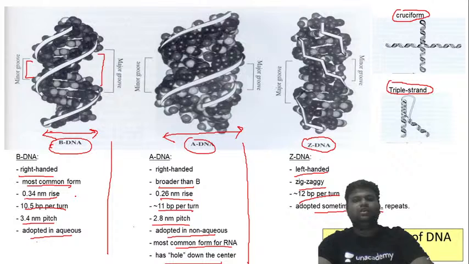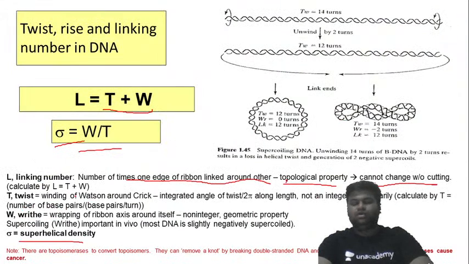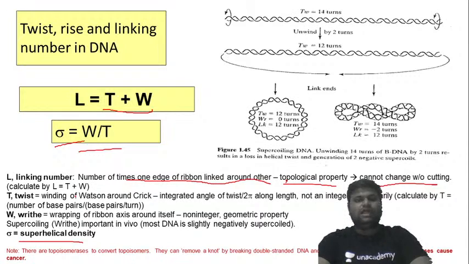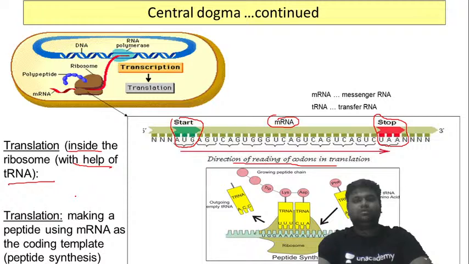Then we moved on to the three different types of DNA, basically the B-DNA, A-DNA, and the Z-DNA, where we studied their structure, how they are classified. Then we move to the linking number, twist, and the writhe, and how they are calculated and what is their importance.